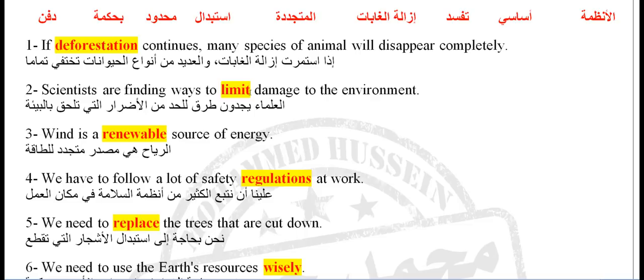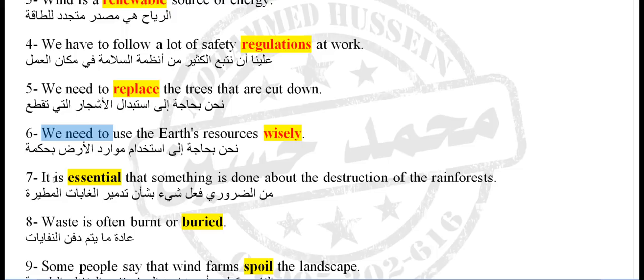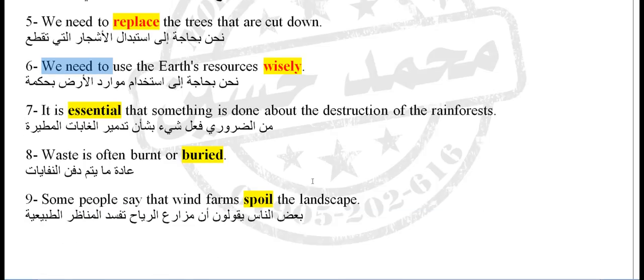If deforestation continues, many species of animal will disappear completely. Scientists are finding ways to limit damage to the environment. Wind is a renewable source of energy. We have to follow a lot of safety regulations at work. We need to replace the trees that are cut down. We need to use the earth's resources wisely. It is essential that something is done about the destruction of the rainforests.